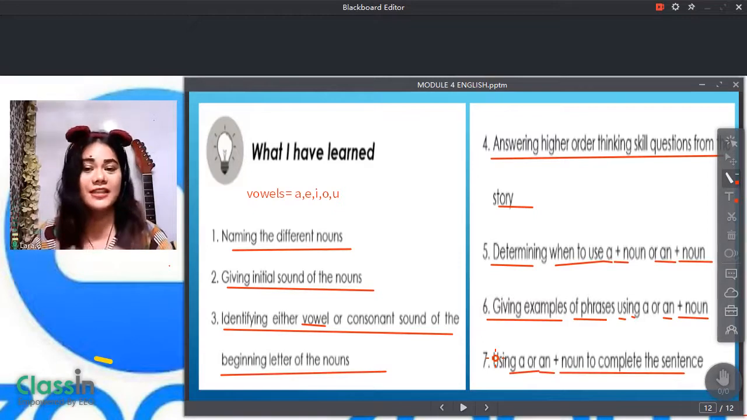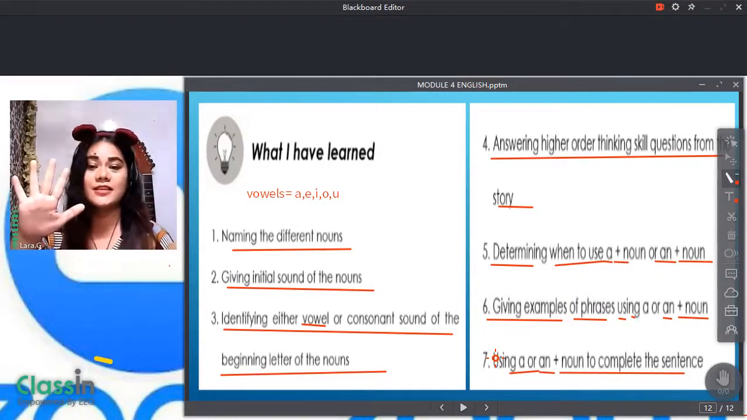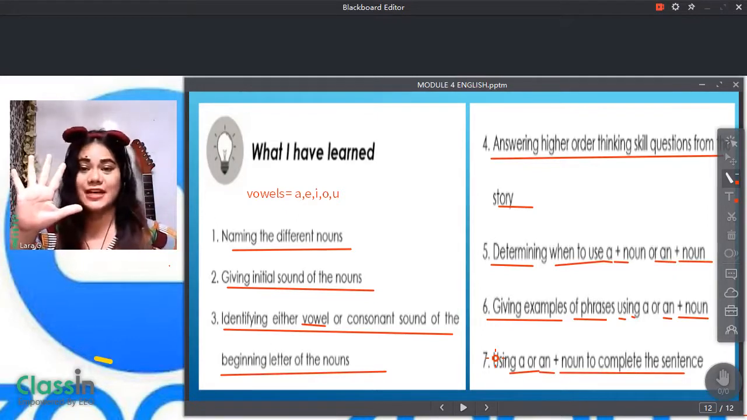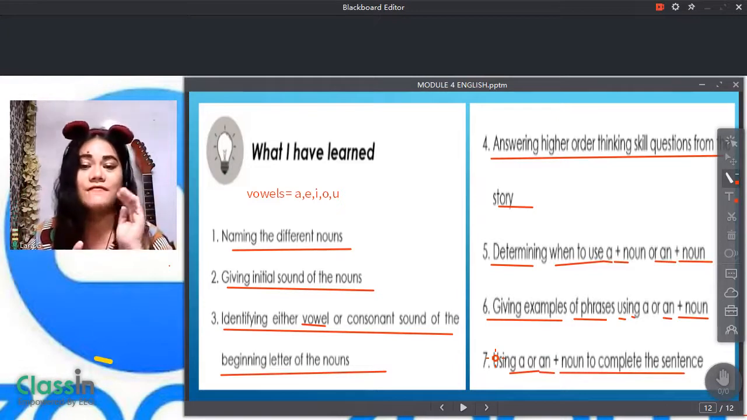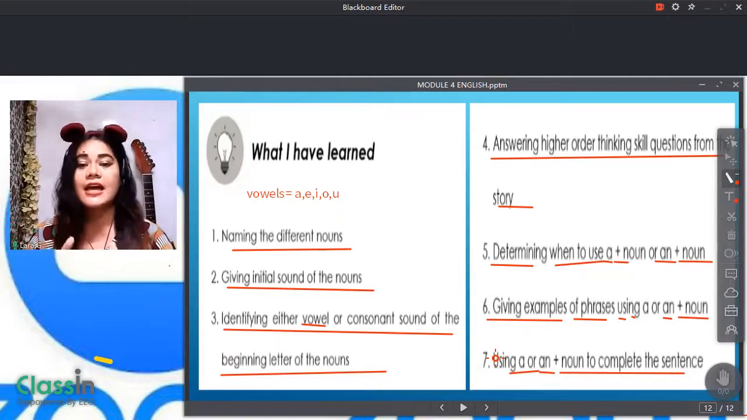And remember that in the English alphabet, there are 26 letters, and out of that 26 letters, there are 5 vowels, and these are A, E, I, O, U, and the rest of the letters are consonants. And when the word starts with a vowel sound, we use an apple, an egg, an ink, an owl, an umbrella. But if the word starts with a consonant sound, we use a ball, a cat, a dog, a fish.